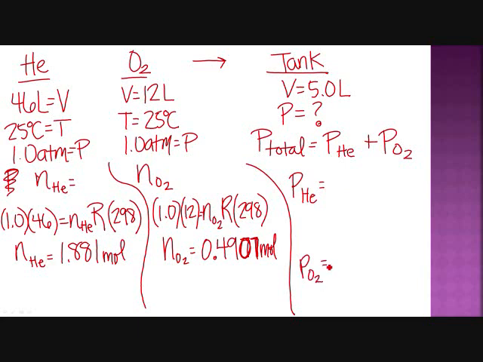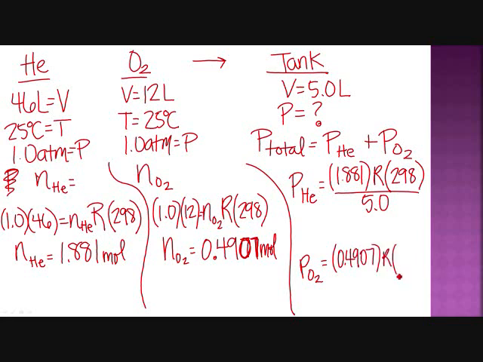Do you guys want me to write out all of the work? Yes. Okay. Is it okay if I just do the changed version of the equation? So we have for helium 1.881 times R times 298 divided by 5. And then for oxygen, it's 0.4907 times R times 298 over 5.